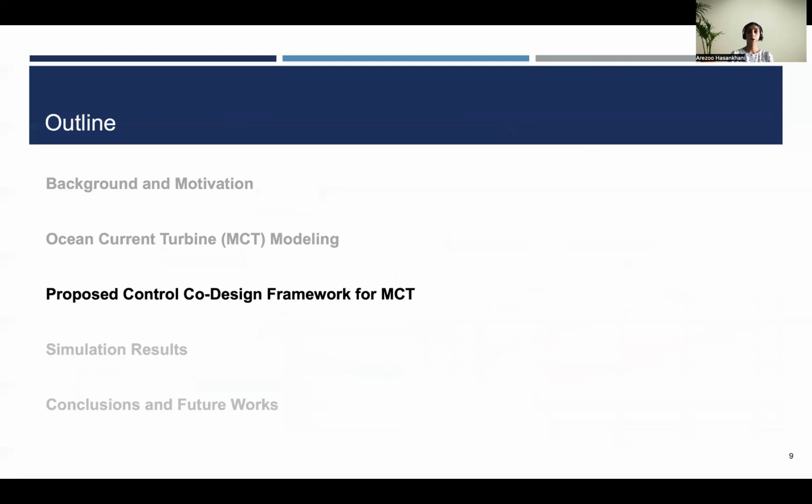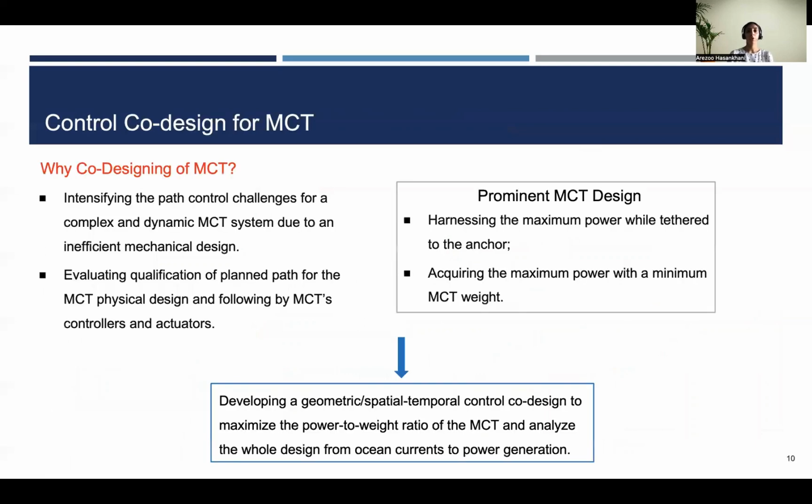Okay, so now I want to discuss the proposed control co-design framework for the MCT to couple the physical design and path planning algorithm together. But the first question here is why control co-design for the MCT?